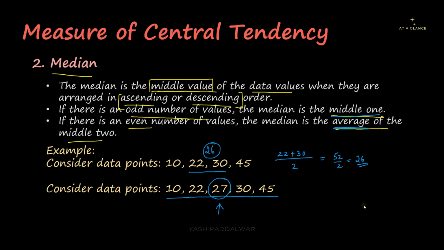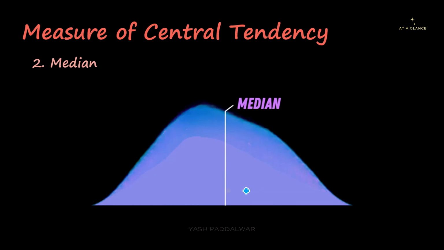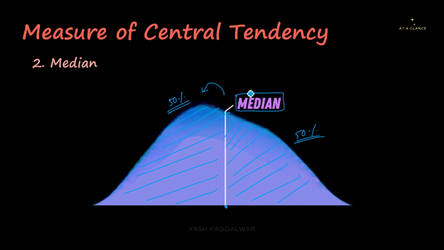Now let's have a look at the distribution and how the median plays a role. Over here you can see this is the distribution, and let's say this is the median value. What this tells us is that to the left of the median, the values comprise 50% of the data points. And to the right of the median, it also comprises 50% of the data points. So basically, the median is the middle value to the left of which 50% of the data points are located, and to the right of which 50% of the data points are located.